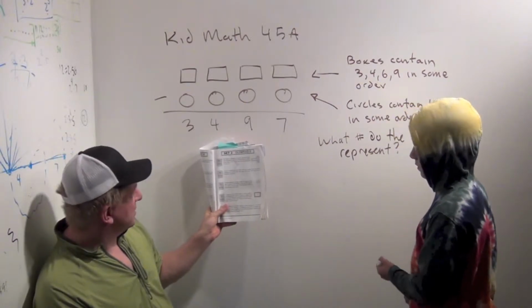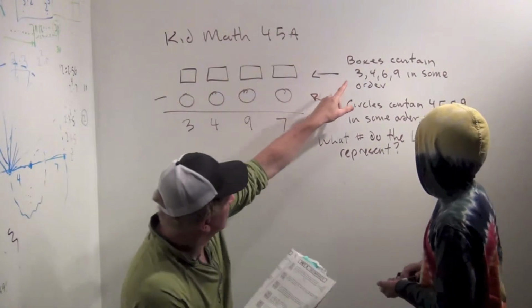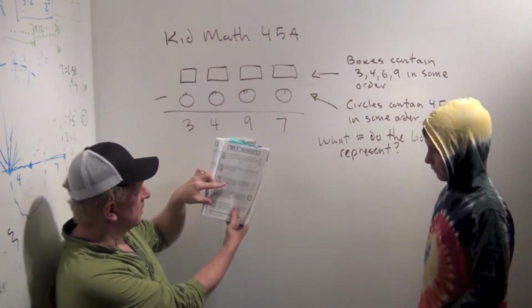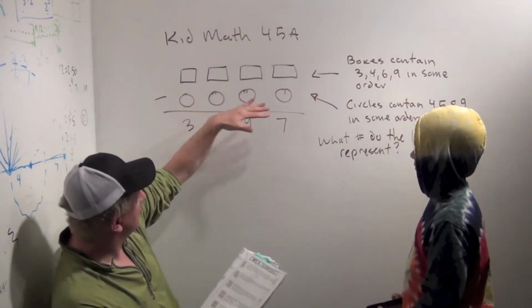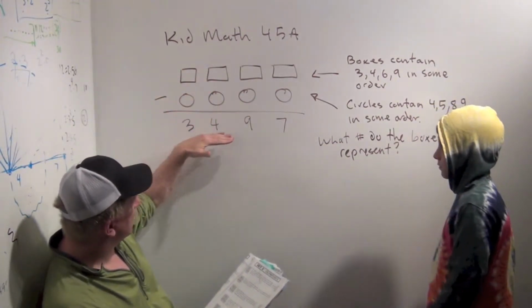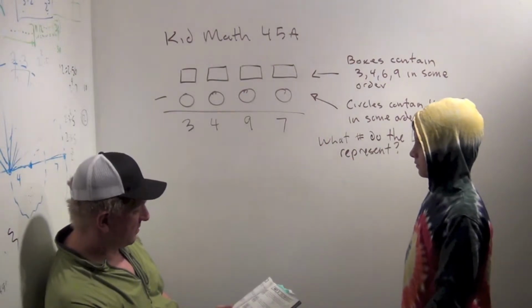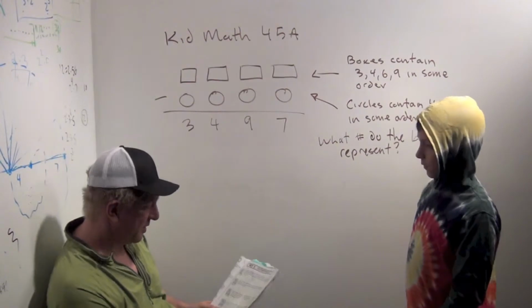In this subtraction, the boxes represent the digits 3, 4, 6, and 9 in some order. So 3, 4, 6, and 9 go into these boxes. The circles contain the digits 4, 5, 8, and 9 in some order. And then when you subtract them, you get the number 3,497. And the question is, what number is in these boxes? You understand the problem?